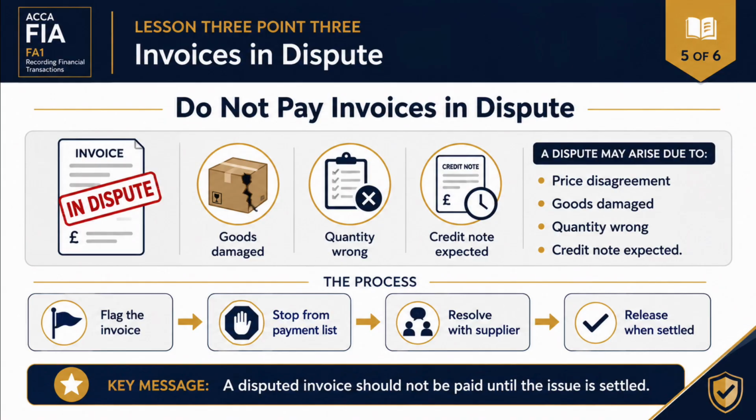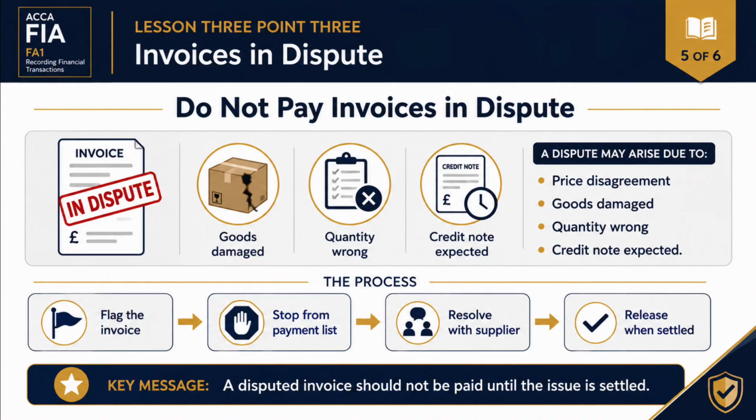An invoice is in dispute when the business and the supplier have not yet agreed that the invoice is correct. For example, the supplier may send an invoice for $1,000, but the business believes the correct amount should be $800. Or the supplier may charge for goods that were not received, or the goods may have arrived damaged. In these cases, the invoice should not be paid until the dispute is resolved.